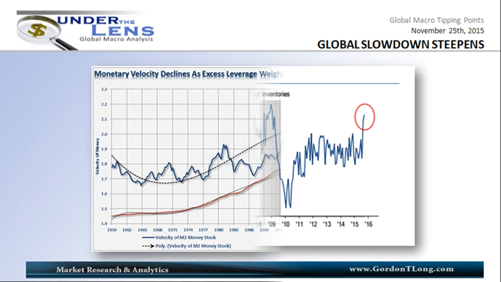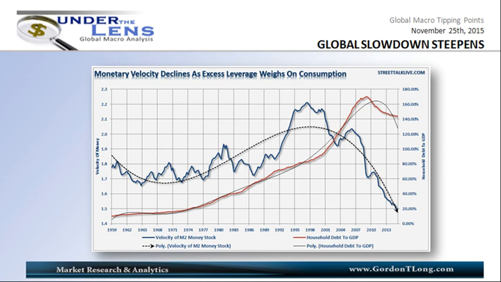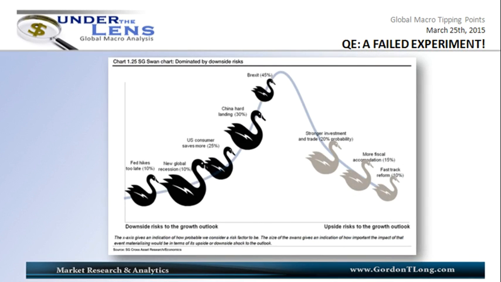The simple truth is excess debt and leverage is weighing on consumption. Money velocity continues to fall. They wouldn't dare show this on CNBS. When situations get this tenuous, we can expect any disruption or black swan event to trigger a major problem. We have plenty of potential black swans to watch. I'll leave these for another discussion.